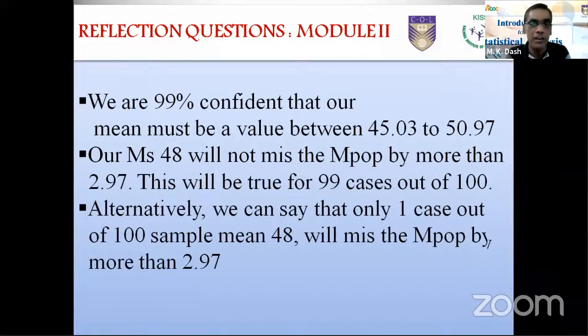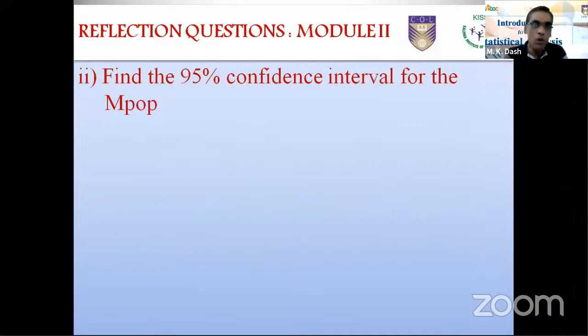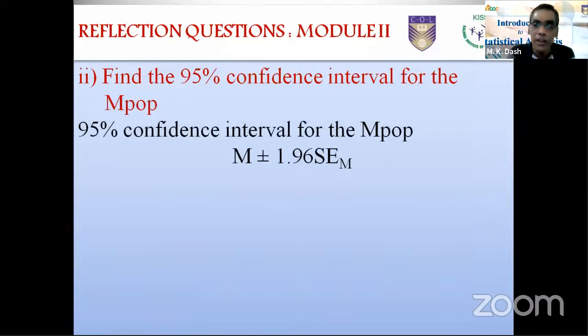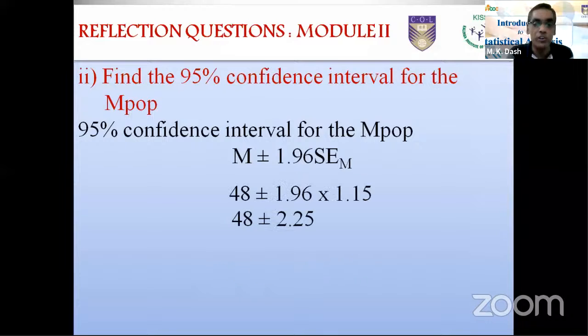I hope you have solved it and you must have got this answer. Now coming to the second bit, find the 95% confidence interval. In the first bit, we had the 99% confidence interval, so we took the critical value 2.58. In the second bit, it is asked for the 95% confidence interval. So only the critical value will be changed. Here at 0.05 level, the critical value is 1.96. So in place of 2.58, you take 1.96 and solve the question.